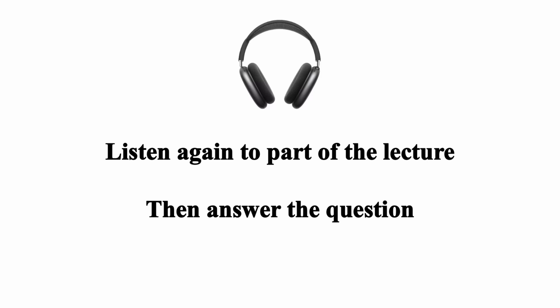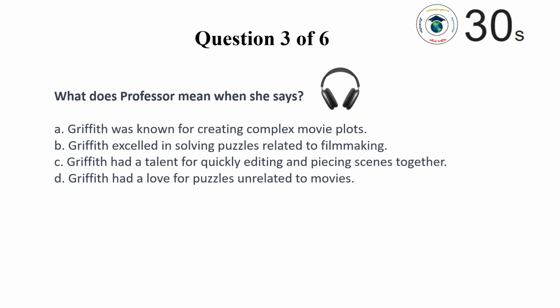Exactly, Michael. Griffith was like a movie puzzle master. He knew how to cut and put scenes together fast, making the story move quickly. He used this not just for excitement but also to show different emotions, like love and war happening at the same time. What does Professor mean when she says, Griffith was like a movie puzzle master?